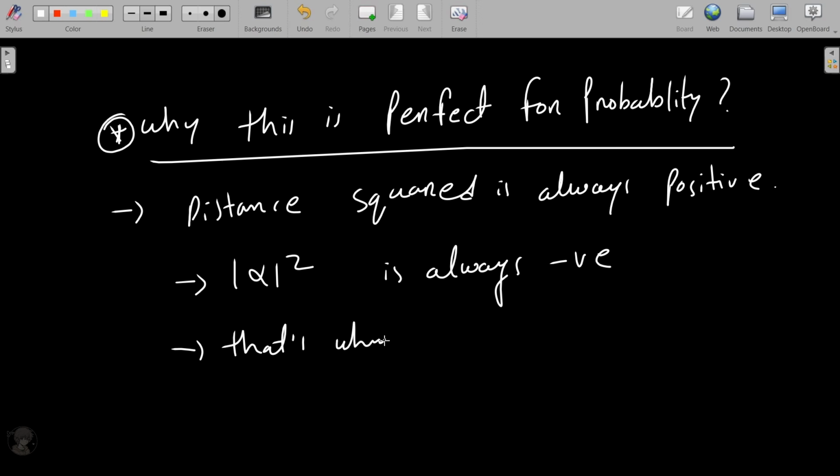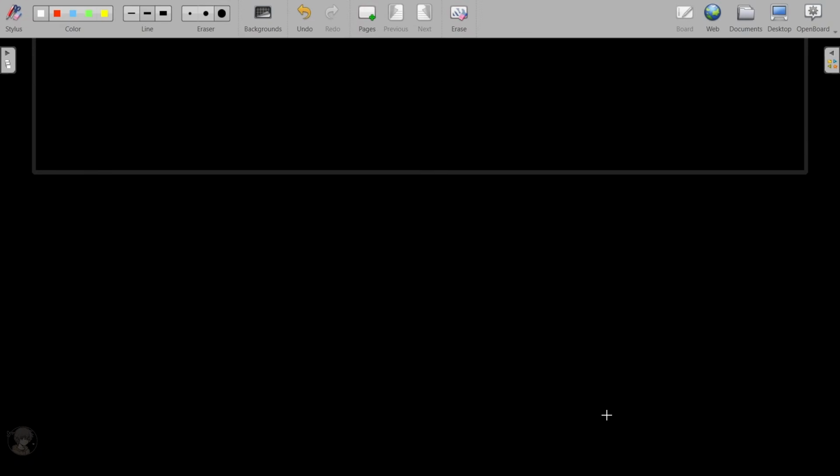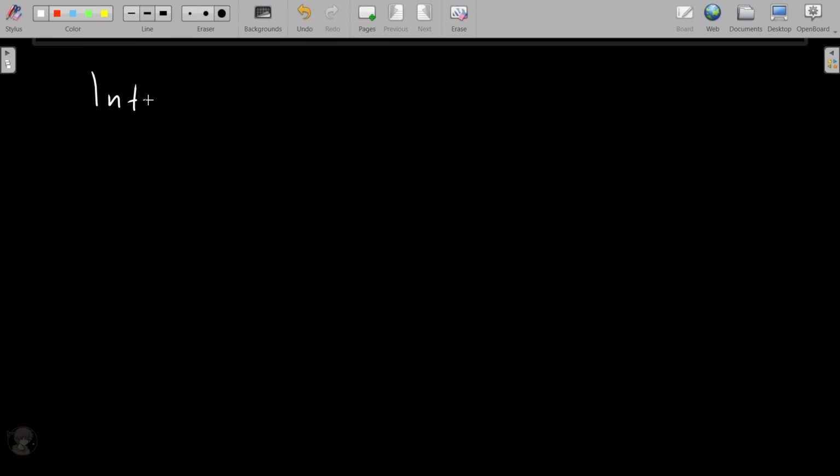That's why quantum probability is defined as magnitude squared. I hope you understood it. Now the most important part, interference. Let's discuss it.